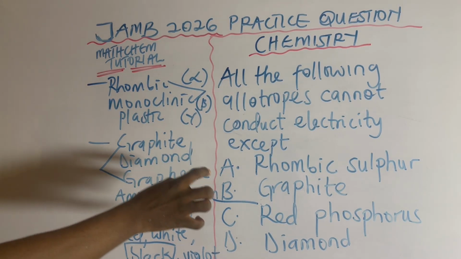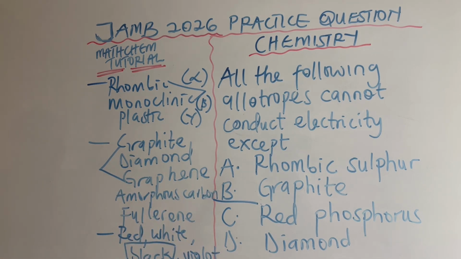Everything we have here is basically allotropes of non-metals. Sulfur is a non-metal, carbon is a non-metal, and phosphorus is also a non-metal. But based on their allotropes, some can conduct electricity and some cannot. Again, red phosphorus and white phosphorus are the main ones, but they can't conduct electricity. But black phosphorus can conduct electricity.